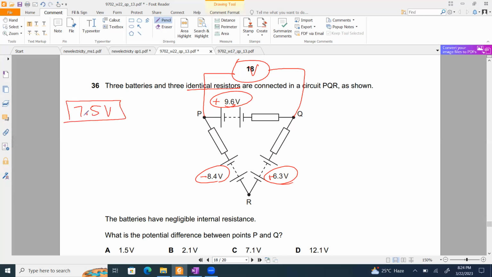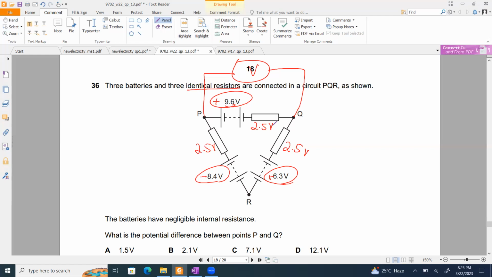Now tell me, this total EMF is divided equally among how many resistors? Three resistors. If we divide 7.5 by 3, we get 2.5 volt. That means the potential difference of each resistor is 2.5 volt each, right? Understand?